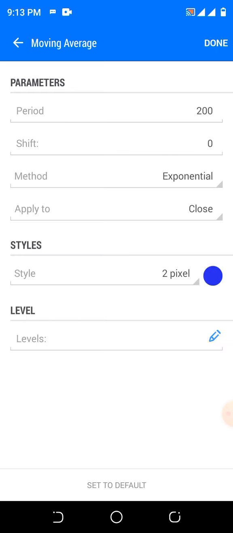Now let me show you the settings. The first indicator is the moving average. The period is 200. The method is exponential. Apply to close.